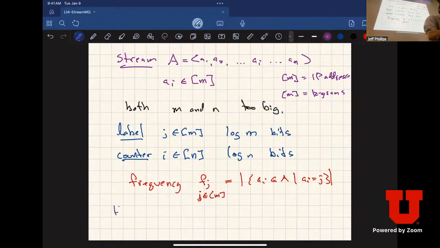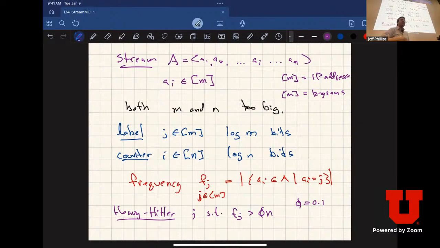Okay, a heavy hitter would be a j such that f_j is larger than phi of n. So think of phi as, say, 0.1. So it'd be like is larger than 10% of the data. More than 10% of the data, maybe it's 0.01. Well, is bigger than 1% of the data, or maybe 1 out of 1,000. Think of, depending on the scale you're thinking about, bigger than some fraction of the data.